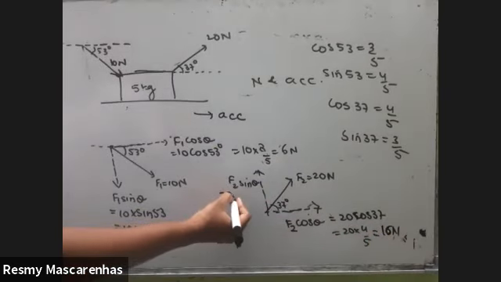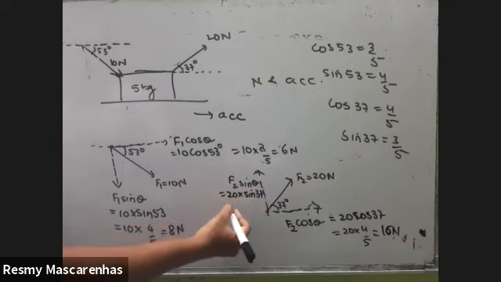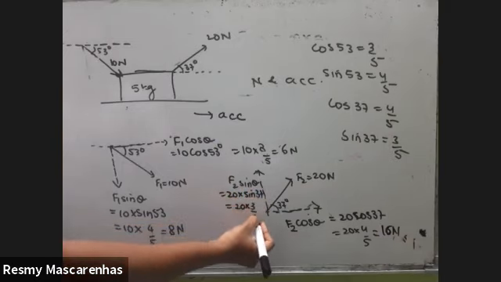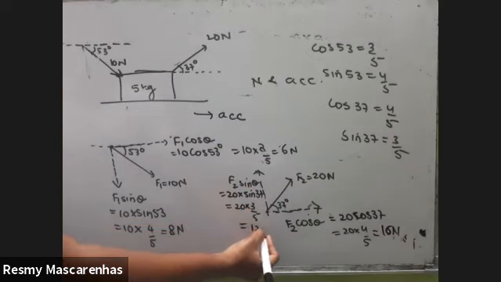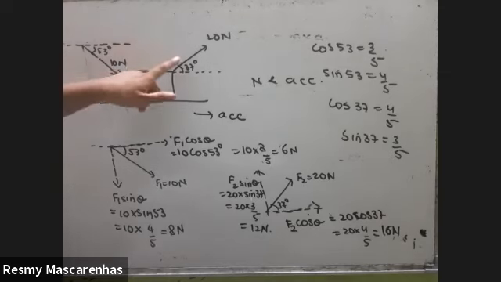And this will be 20 into sine 37, 3 by 5. It is 12 Newton. So I've resolved both the forces into their components. We'll draw the final diagram.